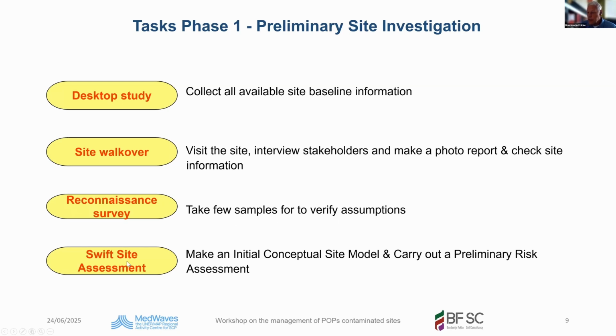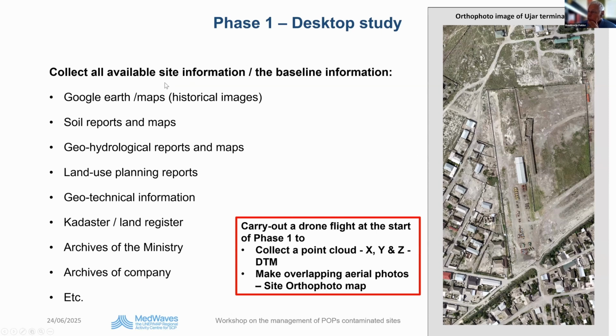The swift site assessment is a terminology used to make an initial conceptual site model and carry out your first risk assessment. Desktop study: collect all available site information and baseline information. Baseline information means information on the soil, for instance, and you want to know what the baseline is. So what is the quality of the soil outside this site, which is not influenced by the activity on site? So you know what it should be.